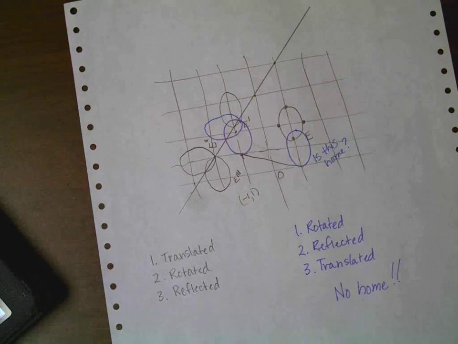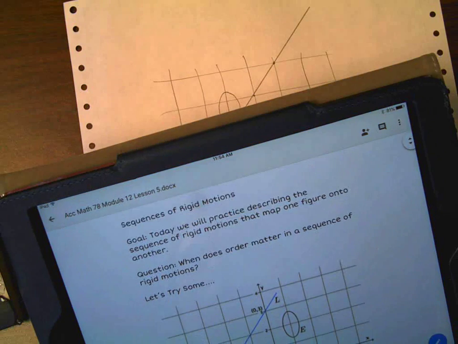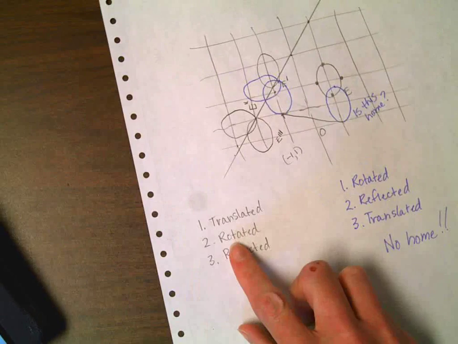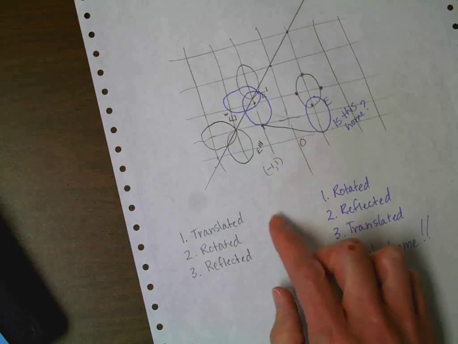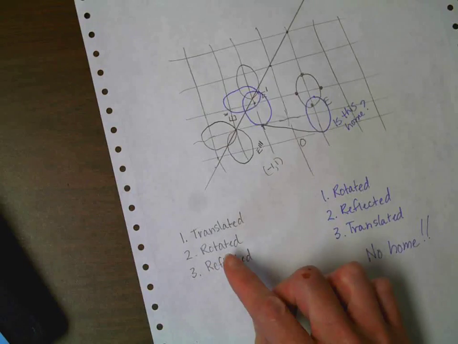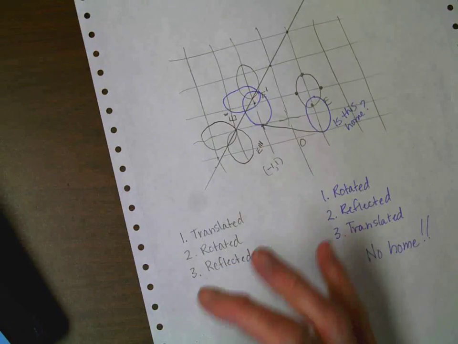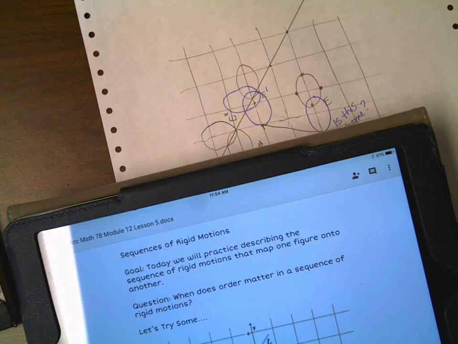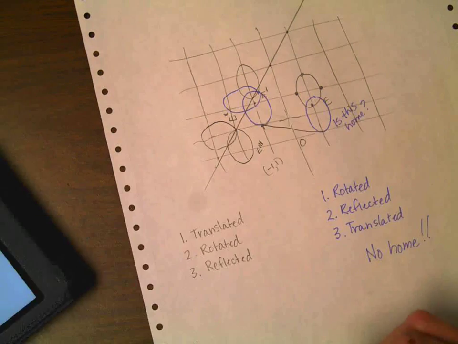So the moral of this lesson is when you are doing transformations, you must follow the order that they give it to you. Okay? So going back over our goal, today we will practice describing the sequence of rigid motions to map one figure onto the other. We did. We described them right here. When you're describing, you're actually going to have to say, I translated along a vector, blah, blah, blah. I rotated 90 degrees around center point negative 1, 1, and then I reflected over line of reflection L. That's how you're going to describe it using all the vocabulary, okay? And then we learned with our question that order definitely matters if you're trying to get back home, okay?